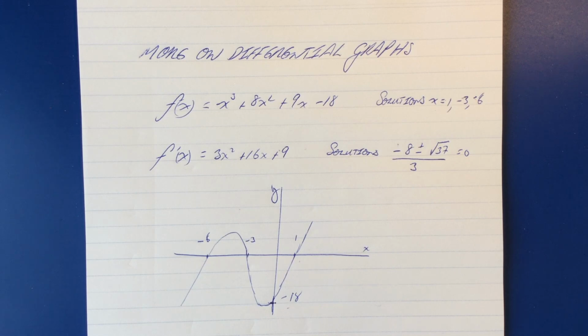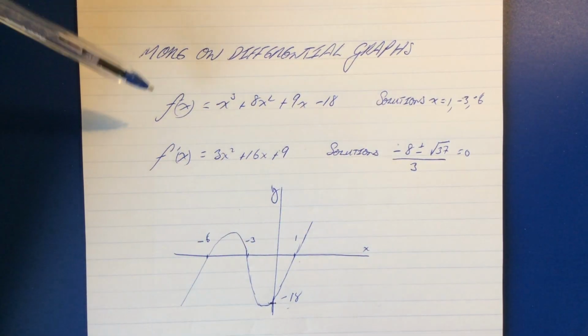This one's involving a cubic, and what we're going to do is take a look at its differential's graph and see again what it can and cannot tell us. Now, I've done this previously with a quadratic and the resulting linear graph. Now we're going to see a little bit more.